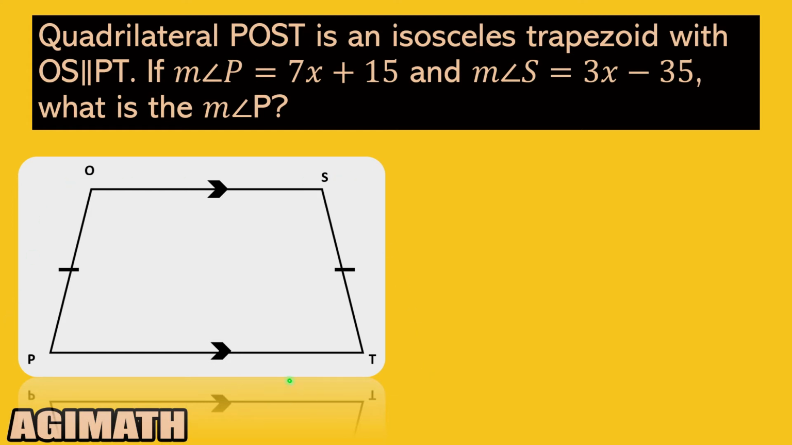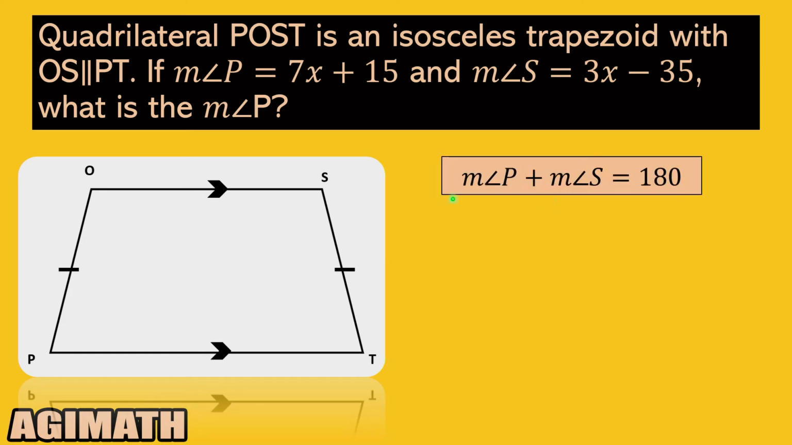Next, measure of angle P is 7x plus 15 and measure of angle S is 3x minus 35. What is the measure of angle P? Now we are going to analyze the relationship between the given angles, angle P and angle S. It's very obvious that they are opposite angles. But since we are dealing with an isosceles trapezoid, angle P and angle S are supplementary. That's why we can have measure of angle P plus measure of angle S equals 180 degrees.